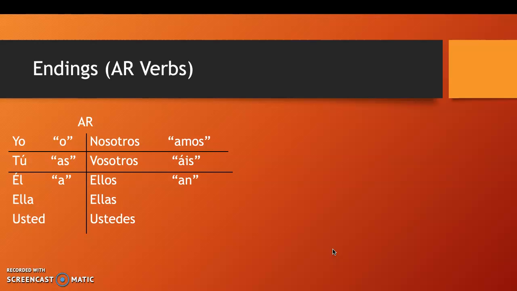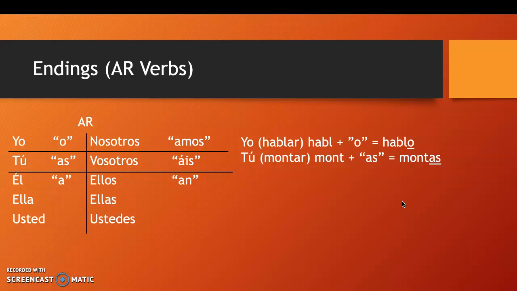So let's go ahead and see this in the context of actual conjugation. If you take the infinitive hablar and conjugate it for the yo form, you take the root, which is habl, plus the ending for yo, which is o, and you get hablo. For tú, for montar, you're going to take the root of it, which is mont. Add the appropriate ending for tú, which is as, and you get montas.